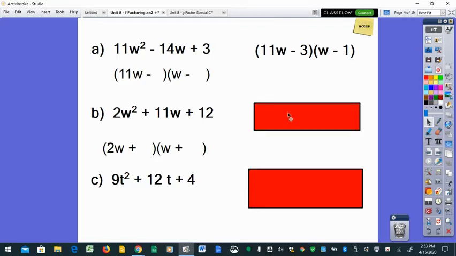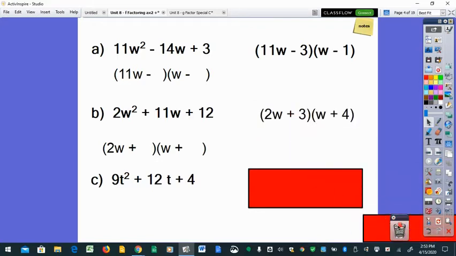Okay, let's see how you did. Of course, once you see it, it's like, oh, there it is. If you were having trouble, that's the problem with factoring: once you see the answer, it's kind of a done deal. So 2W times W is 2W squared. The outer would give me 8W. The inner would give me 3W. 8 plus 3 is 11 with the W. And 3 times 4 is 12.